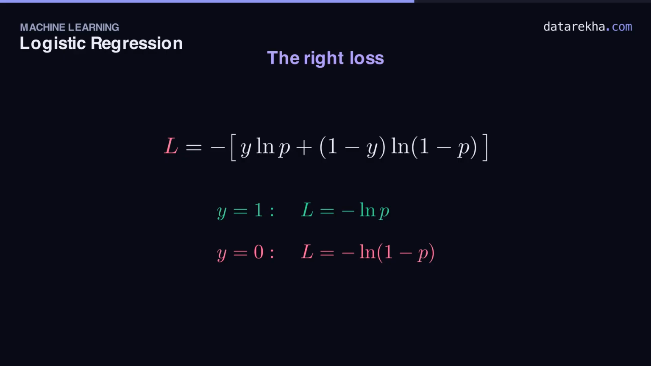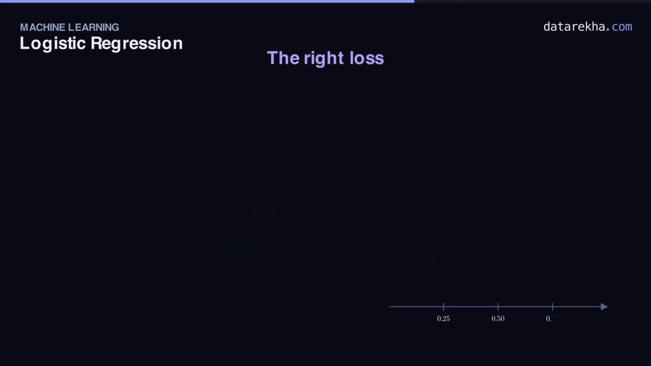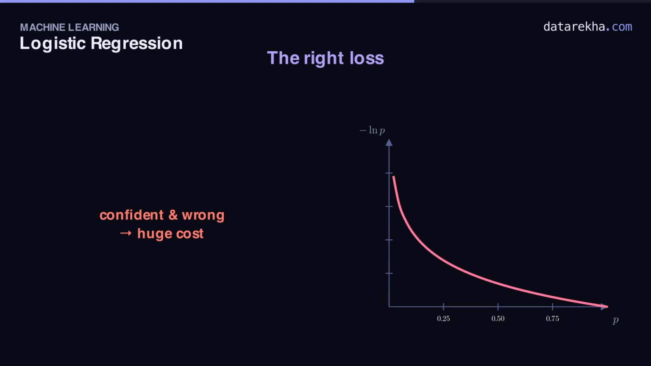When the true answer is 1, only the first term survives. The loss is minus log p. When the truth is 0, only the second, minus log 1 minus p. One term always. Picture the y equals 1 case, minus log p, against the probability we predicted. Predict p near 1, the truth, and the cost sinks to 0. But predict p near 0 while the answer was really 1, and the cost rockets up toward infinity. Confident and wrong is punished savagely.